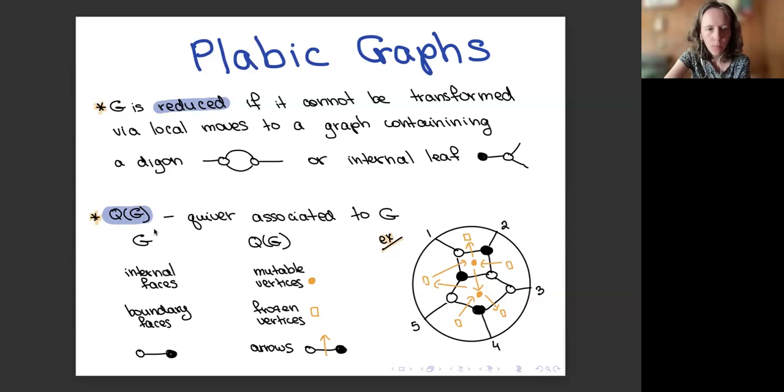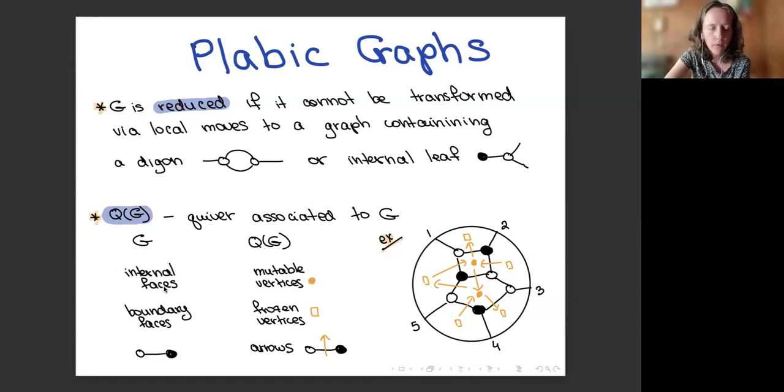The faces of my graph G are going to correspond to vertices such that if I have an internal face, internal face meaning it is not connected to the boundary, or it is not bounded by this disk that I drew, then internal faces are going to correspond to these mutable vertices, which I denote by these dots.